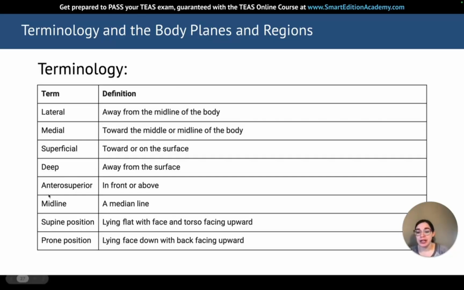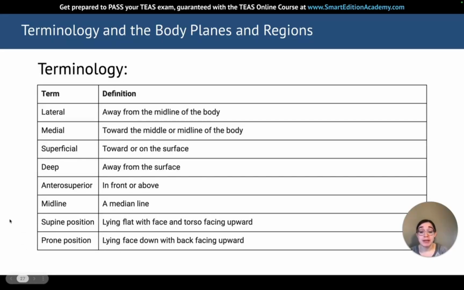The word anterosuperior is a combination of the words anterior and superior, so it means in front or above. The word midline means a median line. Again, that's a line running down the middle of the body or a body part, dividing it into equal right and left halves. And then we have two other positional terms.